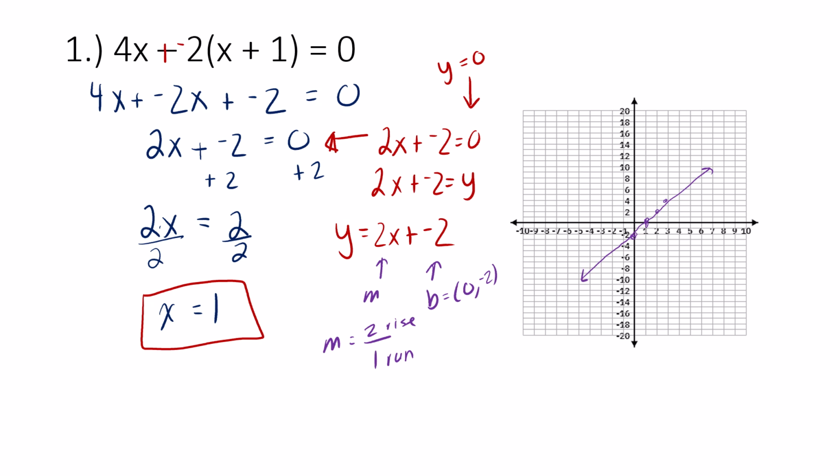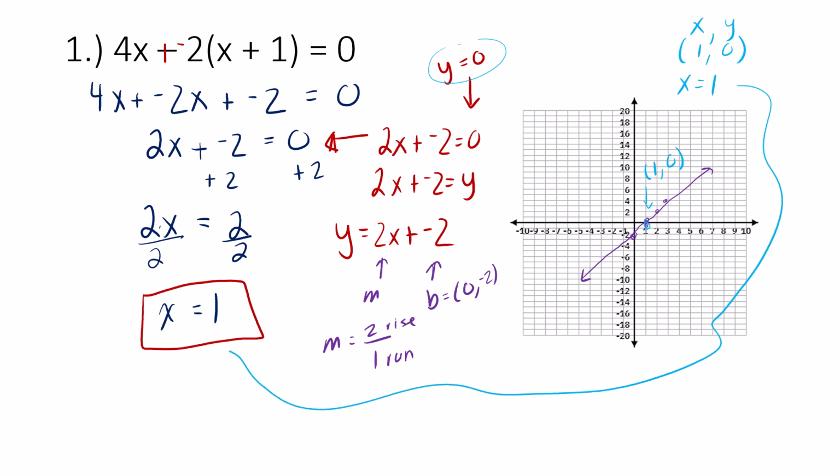And what we're looking for specifically is the x-intercept, which we can see is right there at the point 1, 0. And so what that point signifies is when y is equal to 0, x is equal to 1. Oh, look. And then we get x is equal to 1, which matches our answer over here.